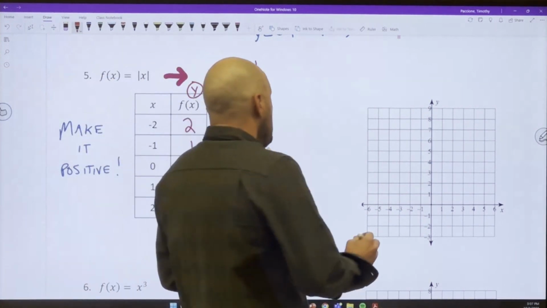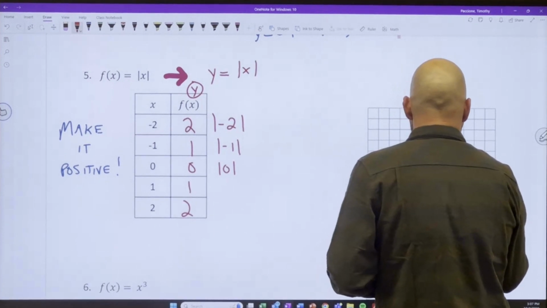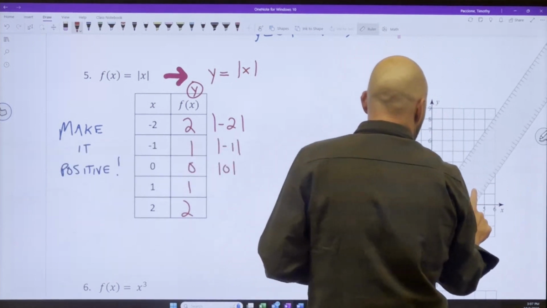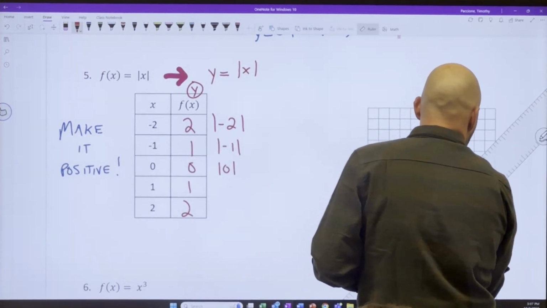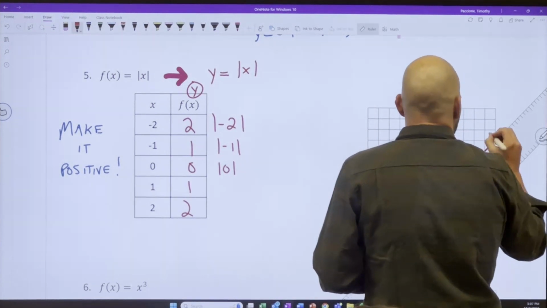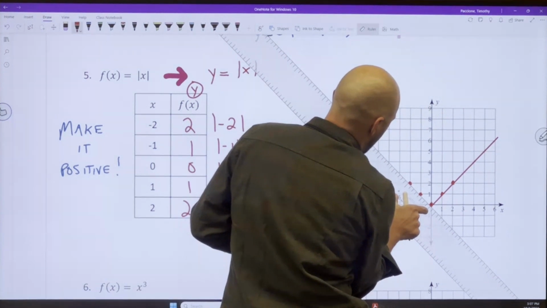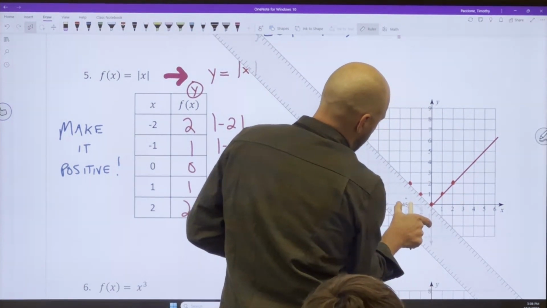All right. On our graph, we got -2, 2. We got -1, 1. 0, 0, 1, 1, 2, 2. And what we end up with here is kind of a V situation. In fact, it is a perfectly symmetrical V. Which is also why we don't want to make our parabolas look like V's, because then they might look like an absolute value function.